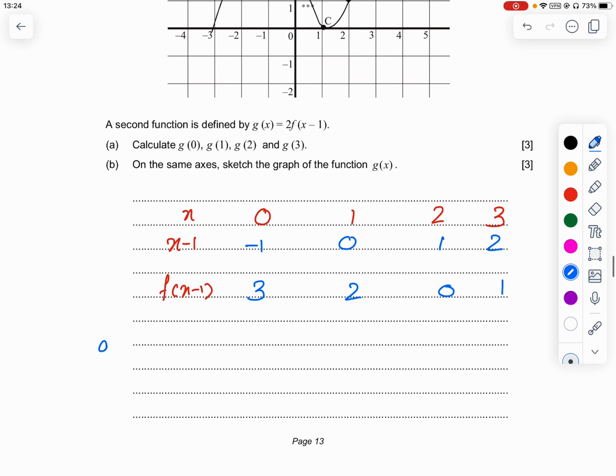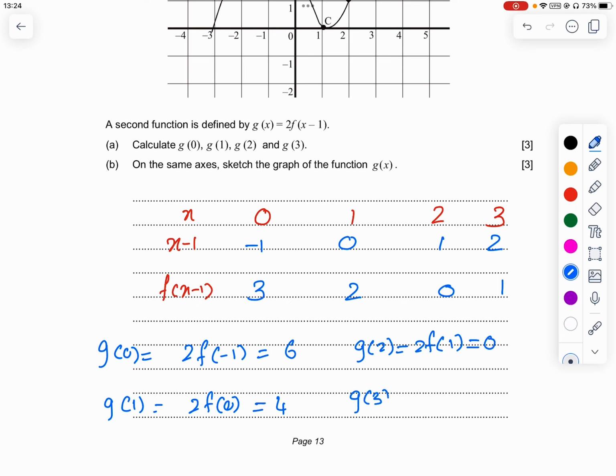So now g of 0. What is g of 0? It will become 2 of f of minus 1, which is nothing but 6. G of 1 will become 2 of f of 0, which is 4. G of 2 will become 2 f of 1, which is 0. And g of 3 is 2 f of 2, which equals 2.